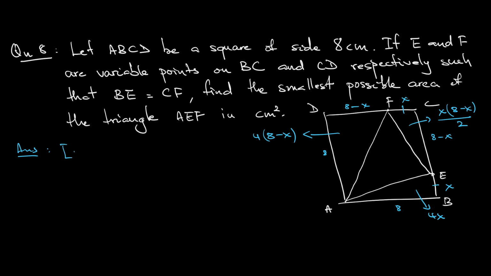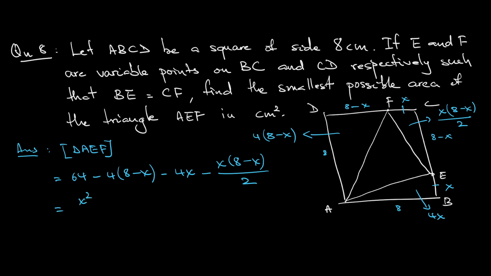So the area of triangle AEF can be written as the whole square, which is 8 squared, so that's 64, minus these 3 areas. So minus 4 times (8 minus x), minus 4x, minus x multiplied by (8 minus x) over 2. Okay, after you simplify this expression, you get x squared over 2 minus 4x plus 32.